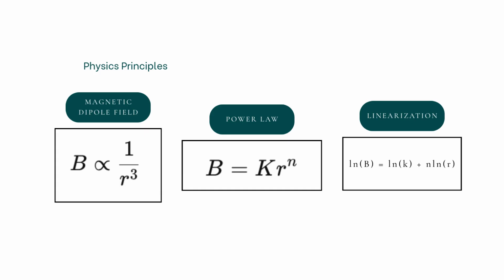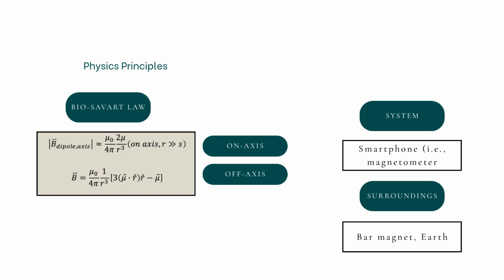To do this, we will plot the natural log of the magnetic field versus the natural log of distance to turn the power relationship into a linear relationship, and this will allow us to take the value of the slope as n. A few more physics principles that are important for this lab is that the Biot-Savart law describes how a magnetic field is generated by moving charges or currents and how that field depends on distance and direction.